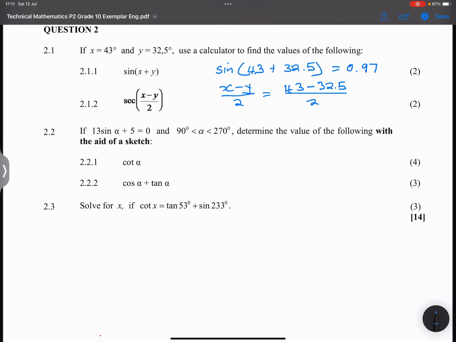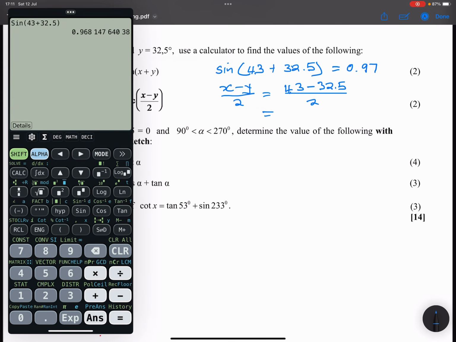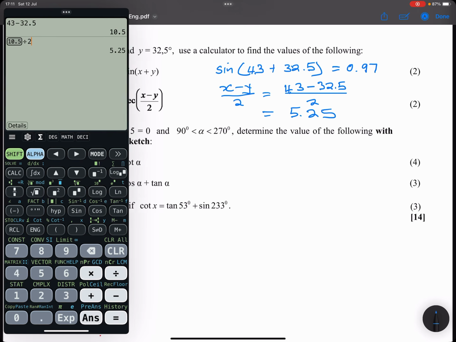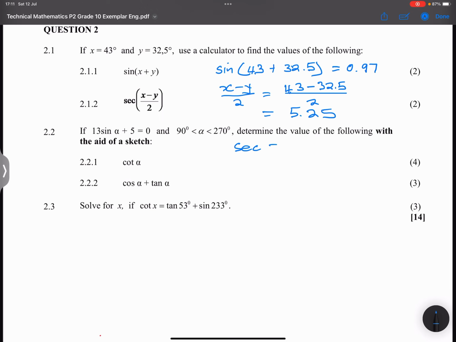So in this case, what do we have? We've got 43 minus 32.5, and this is all divided by 2, so that gives us 5.25. So we're looking for the sec of 5.25. If we know that sec is the inverse ratio, this is the same as 1 over the cosine of the same angle, 5.25.